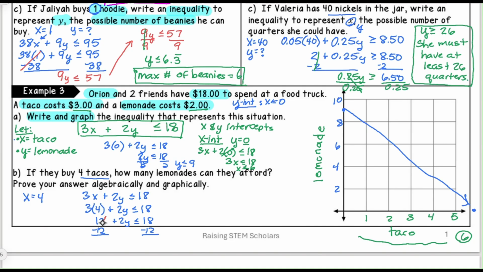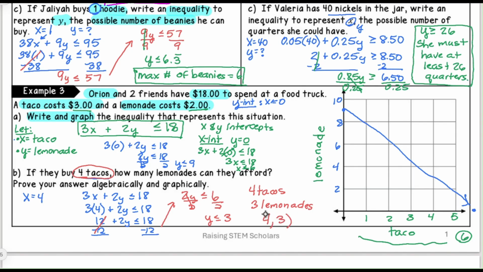Let's grab a different color. This is going to give me 2y less than or equal to 18 minus 12, which is 6. Divide by 2, divide by 2. I end up with y is less than or equal to 3. So what this means is if they buy 4 tacos, they can buy 3 lemonades. And lo and behold, the amazing part is that that's actually a point.